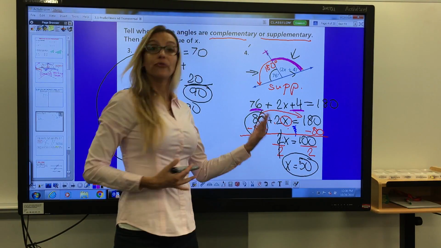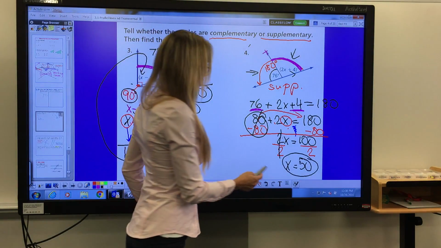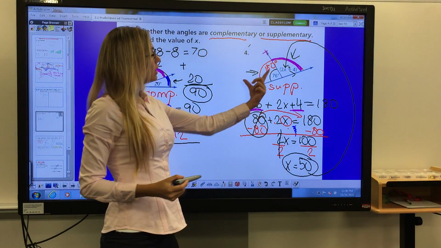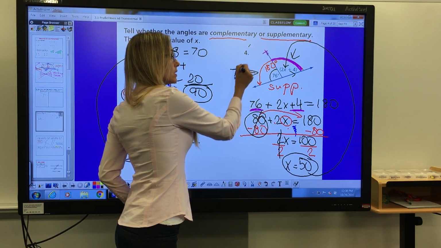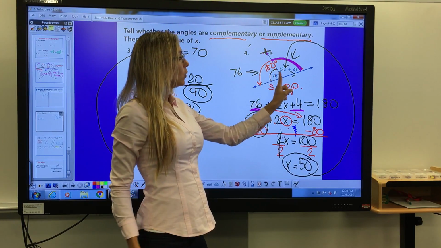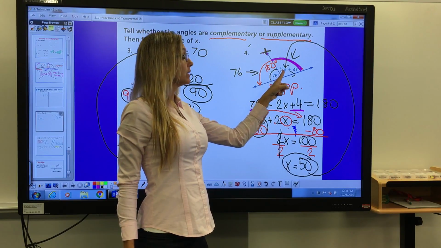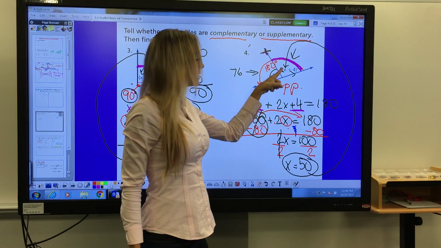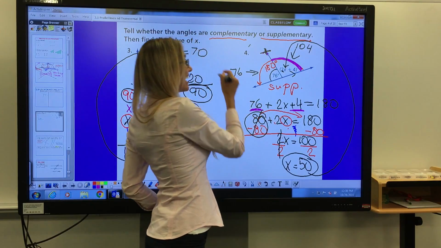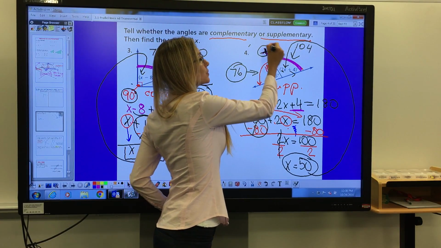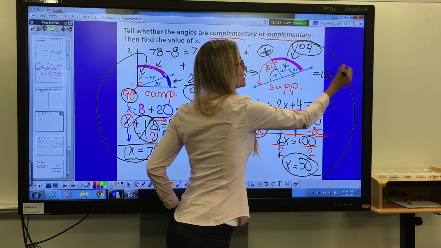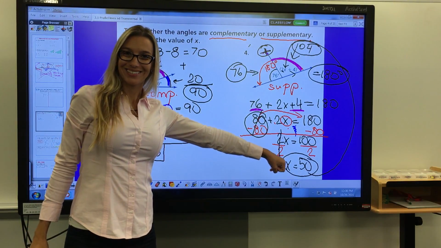So x equals 50. Let's make sure that we are correct. Everywhere I see x, I'm going to substitute in the 50. This angle in here is 76, plus this angle in here. Well, 2 times x means 2 times 50, that is 100, plus 4 is 104. If I add those two up, 76 plus 104, indeed it will give me 180 degrees, and I am correct.